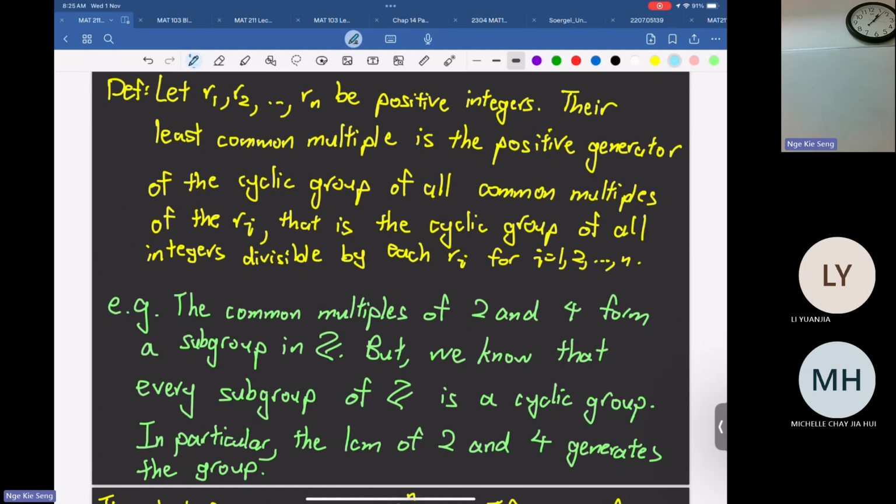So who is the generator of this group? This is precisely the least common multiple. The least common multiple will generate the group, and then we pick the positive one. We don't pick minus 4, we pick 4. Therefore, it is the positive generator of the cyclic group.